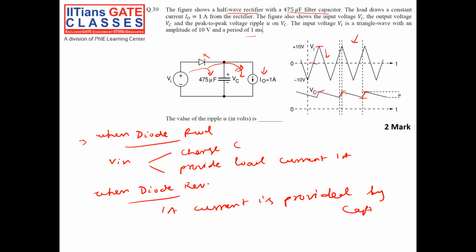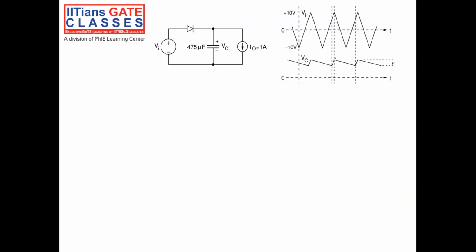Again, when my input is reducing, my capacitor will give the whole current to the load. This is the phenomenon happening. You can see almost for the one period, you can neglect this time period. Almost for one period of t equal to 1 millisecond, my capacitor is giving current to the load. I know the current through the capacitor is nothing but C dV by dt.